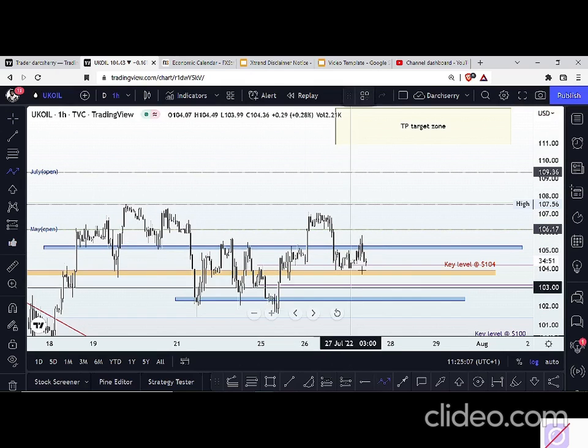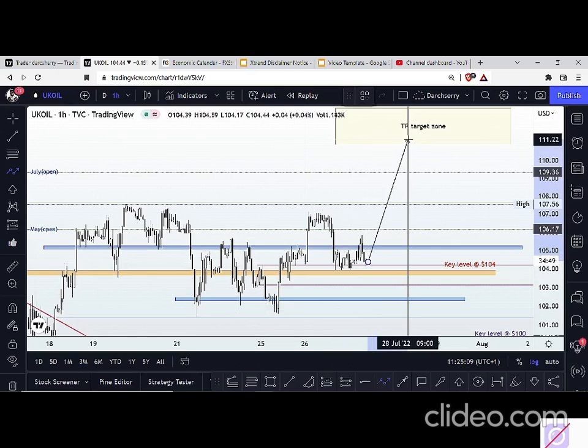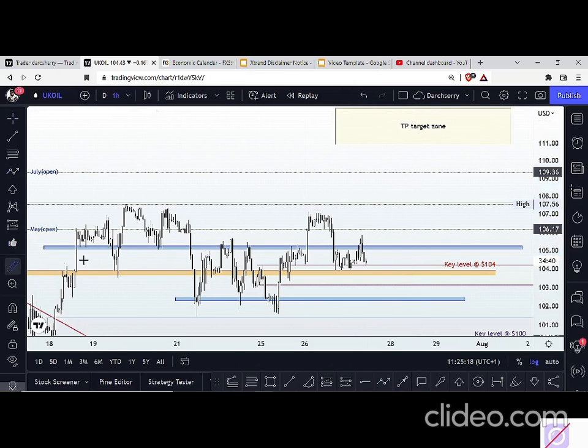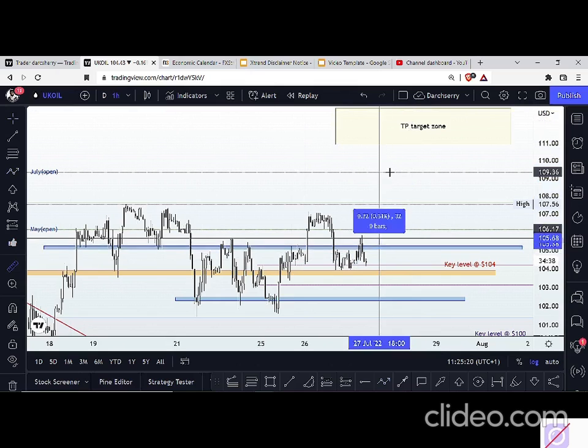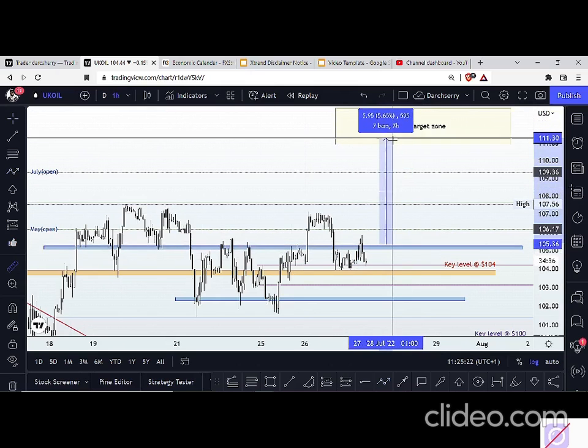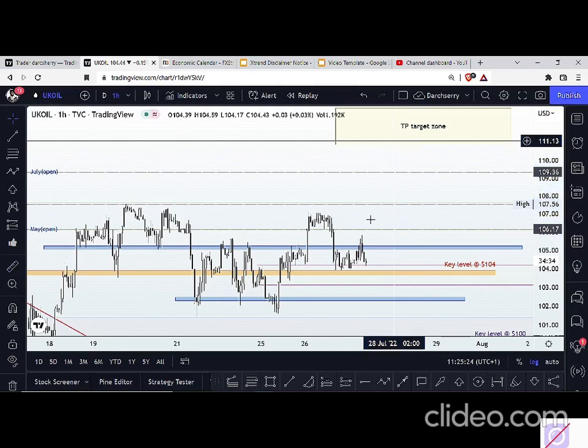So what I want to be looking out for is price move right into our take profit target zone, which is right between the $110 and the $113 area, which will dovetail to about how many pips that is, at least a minimum of 550, 600 pips to catch here if price moves in that direction.